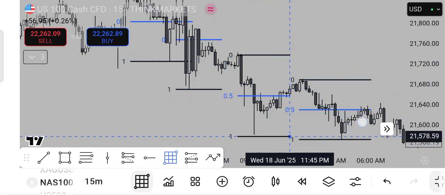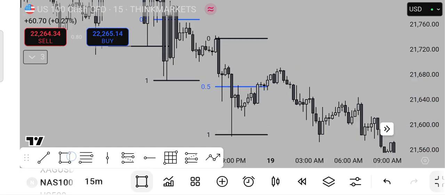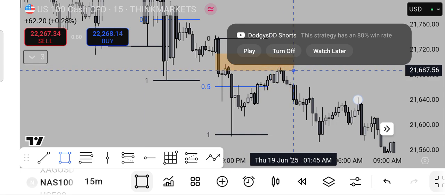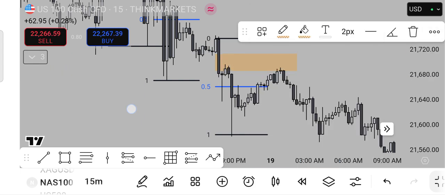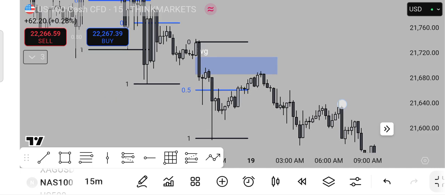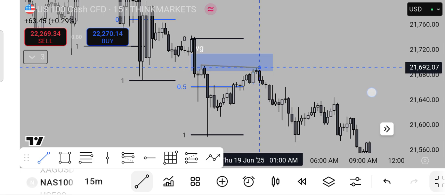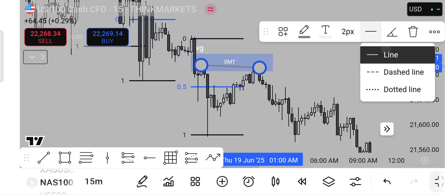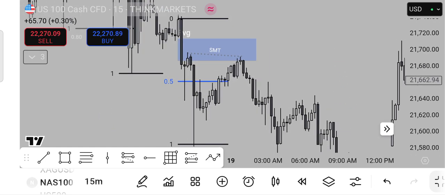And just again, mark this level, and you can see this. There's an FVG also here. This gives us more confidence, and it created an SMT here. I can assure you that ES would have taken this, and then it started moving downside.